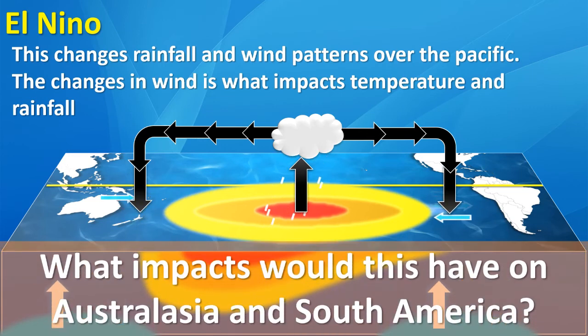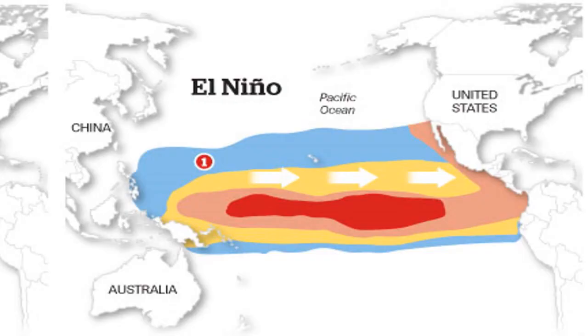What impact do you think this would have on Australasia and South America? Now we've seen that we had economic, social and environmental impacts. This would have a huge impact on the farmers, which would have impact on the sale of products, and could have impacts environmentally, causing certain fires, because now the trees are drier, so they're easier to burn. So it has a lot of impacts on these areas. And that is the El Niño effect.